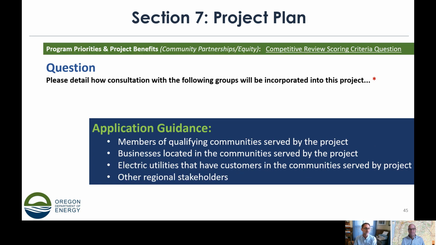And as we continue moving on, our next area is to please detail how consultation with the following groups will be incorporated into this project. And then underneath that, there'll be a list of those groups. Those will be members of qualifying communities that are being served by the project, businesses located in the communities served by the project, electric utilities that have customers in the communities served by the project, or other regional stakeholders.